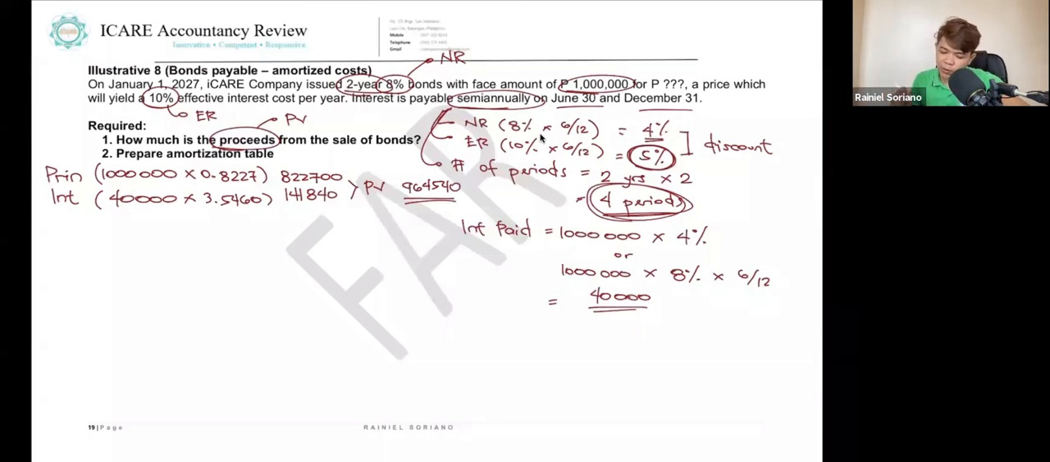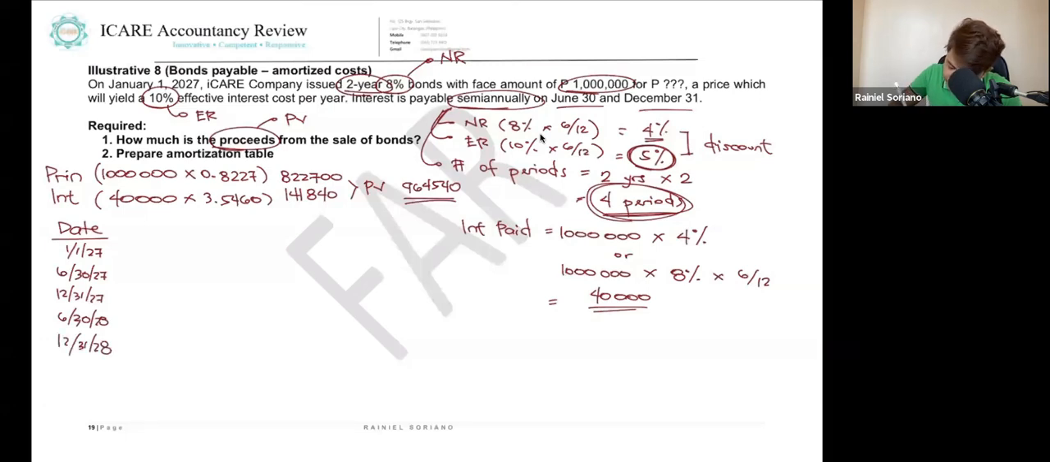Okay? Requirement 2, prepare the amortization table. So meron ulit tayo ditong date: January 1, 2027, June 30, 2027, December 31, 2027, June 30, 2028 kasi dalawang taon, no? Then December 31, 2028. Okay? Meron din tayo ditong interest paid. Interest paid semi-annually is equal to 40,000. So 40,000, 40,000, 40,000 and then 40,000 pesos.